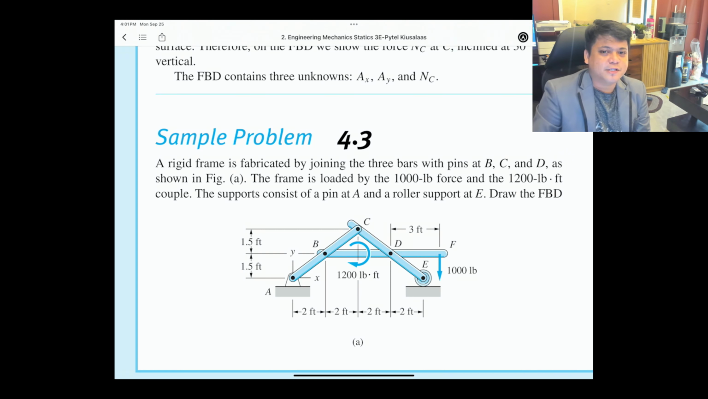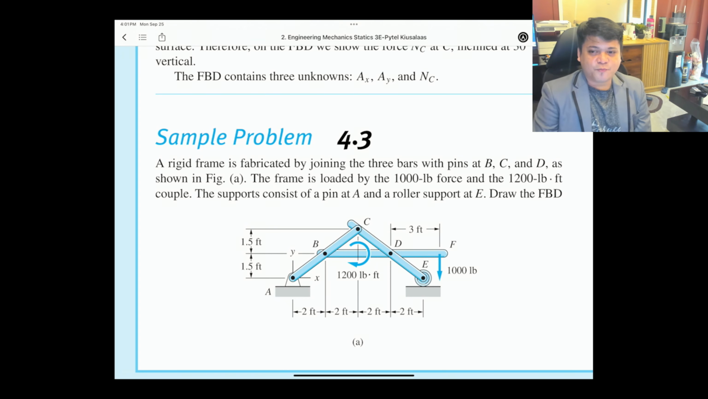A rigid frame is fabricated by joining the 3 bars with pins at B, C, and D, as shown in the figure A. The frame is loaded by the 1,000-pound force and the 1,200-pound-feet couple. The supports consist of a pin at A and a roller support at E. Draw the free body diagram.